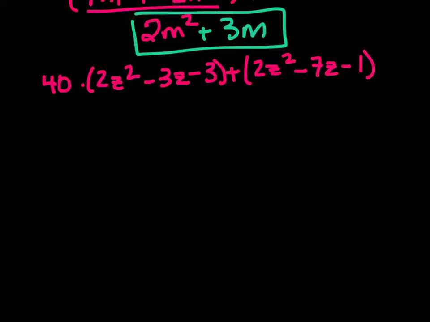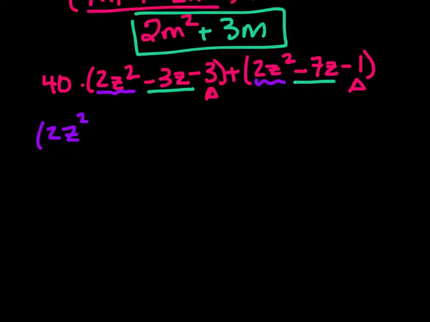So let's first combine like terms. Just like before, we're doing an addition, so we can combine like terms. We have 2z squared and 2z squared. Those are the same. We have negative 3z or minus 3z and another minus 7z. And last but not least, we have a constant of negative 3 and another constant of negative 1. So let's combine those terms.